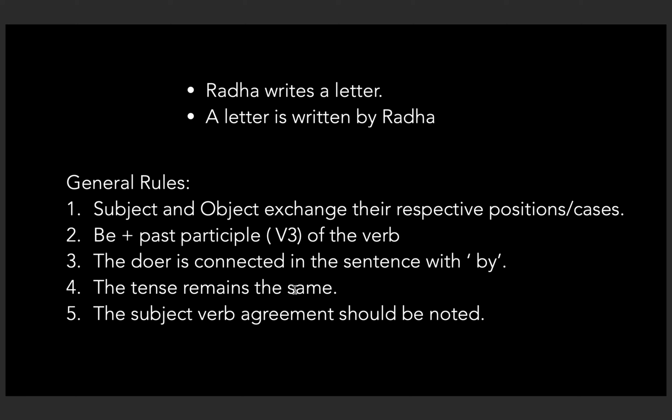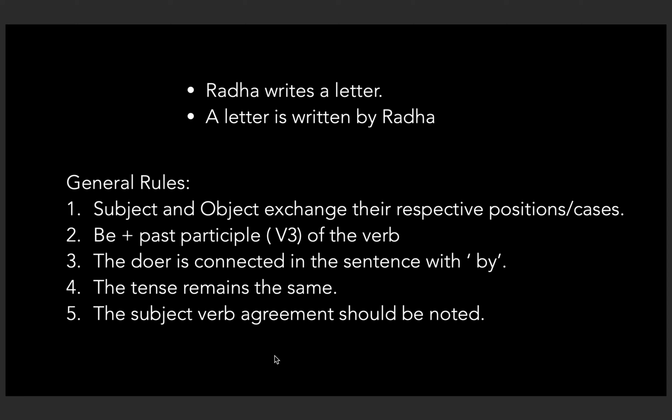The general rules are pretty basic. Subject and object exchange their positions, and the most important thing is that there is always a be form, that is, is, am, are, was or were, whichever auxiliary verb suits the subject-verb agreement. V3 is a must in passive form. Then the doer is connected in the sentence with by, the tense always remains the same, and subject-verb agreement should always be noted. These are the basic rules.